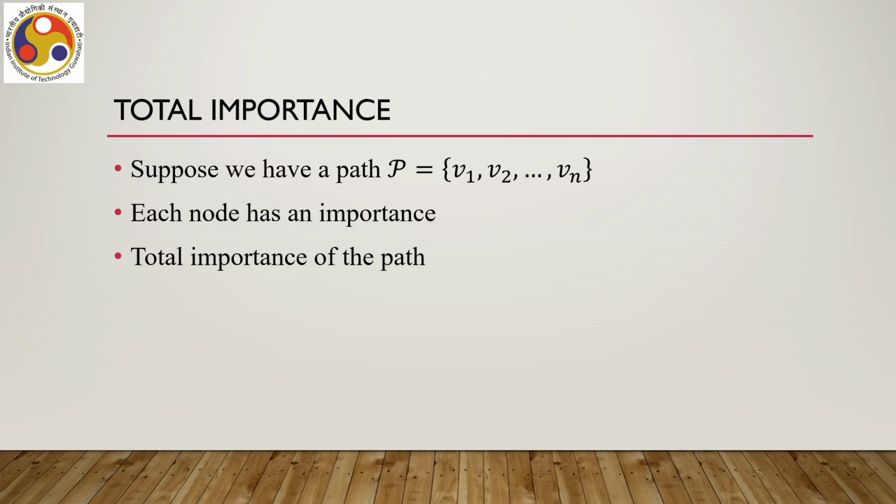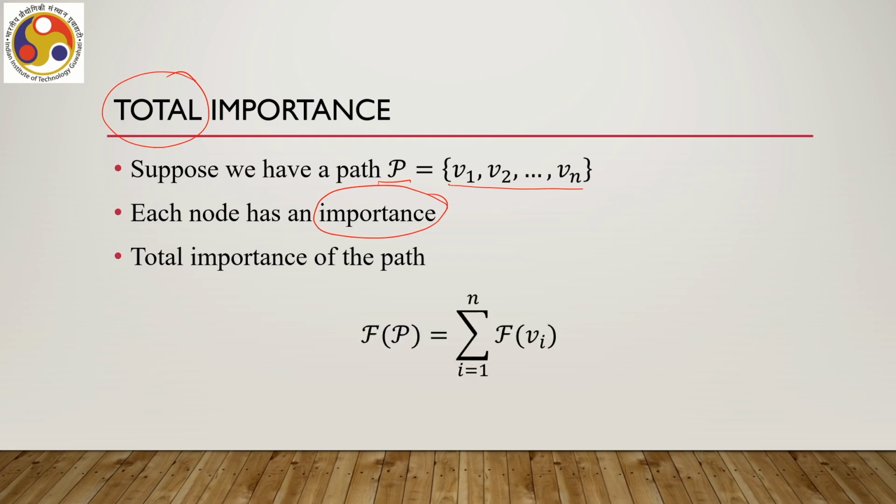Then once we define the idea of importance of every node, what can we do? We can compute total importance of a given path. Suppose we have a path P containing the nodes V1 to Vn. Now, each node has its importance. So, then total importance of the path can be defined as F(P), which is a summation of F(Vi), where i varies from 1 to n, n is the number of nodes in the path.